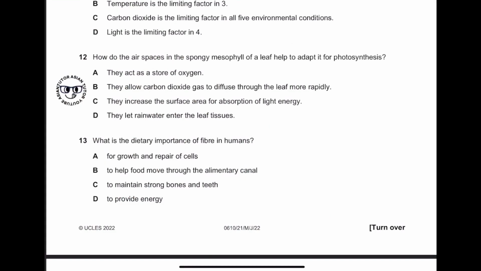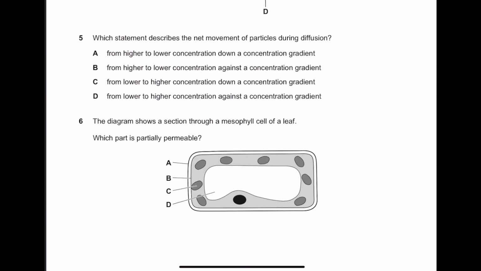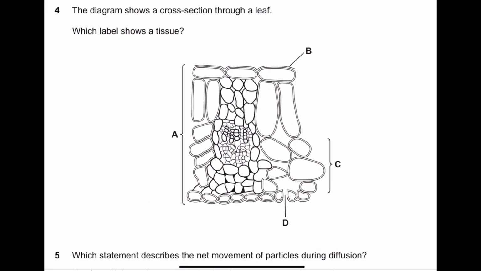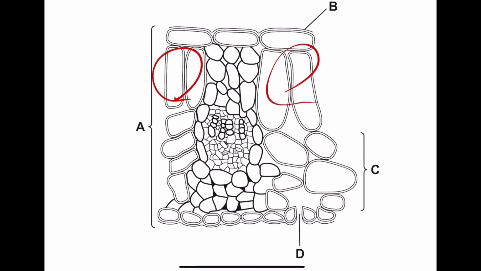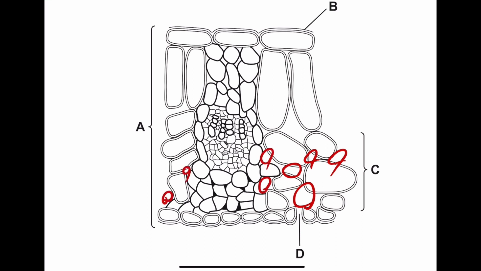Number 12. How do the air spaces in the spongy mesophyll of a leaf help to adapt it for photosynthesis? So it's asking about the spongy mesophyll's air spaces. So if we just go up to number 4, we can see a diagram of a leaf, or the cross section of the leaf. So this part C is the spongy mesophyll layer. So different from the palisade mesophyll layer, you can see a lot of free spaces, gaps here and there, right?